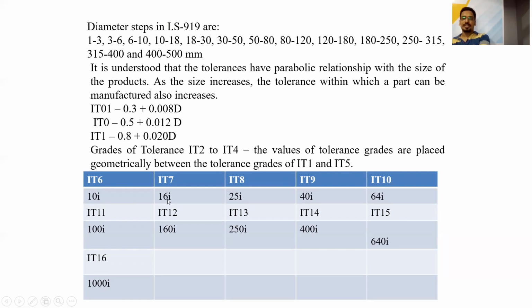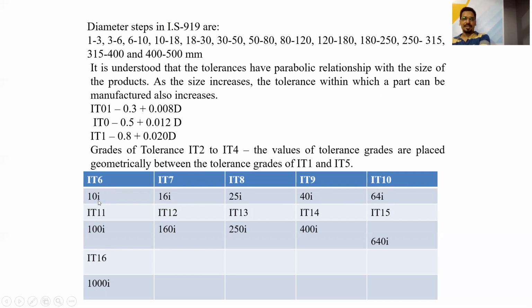IT7 is represented by 16I. IT8 is represented by 20I. IT9 is represented by 40I. And IT10 is represented by 64I. So you have to remember these tolerance grades up to this point. After this, there is a relation you can easily see.